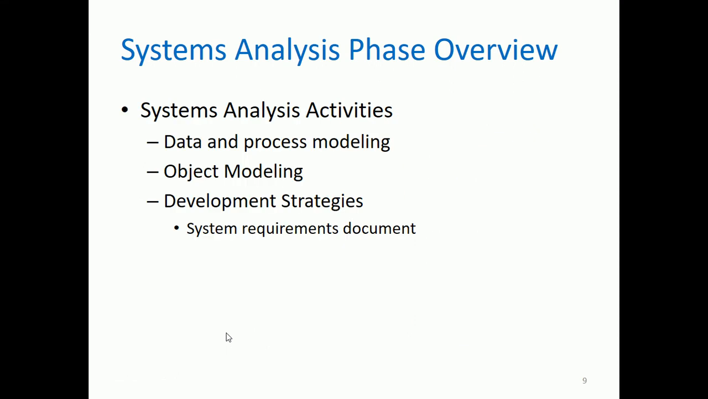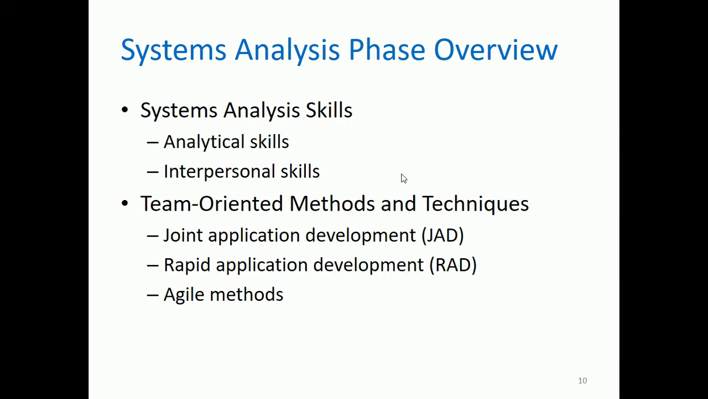Aside from requirements modeling, we also have, of course, data and process modeling and object modeling. For these two modeling types, we will study many diagrams that are used in these two modeling techniques. And then we have the development strategies. Development strategies heavily rely on the system requirements document.